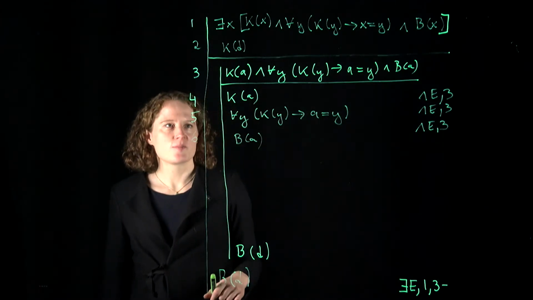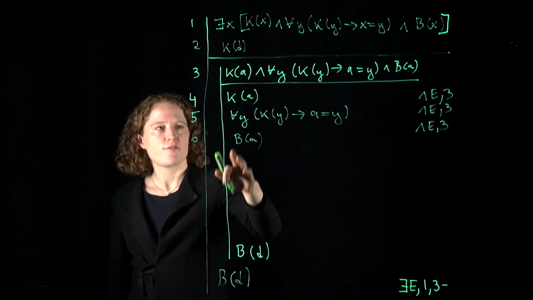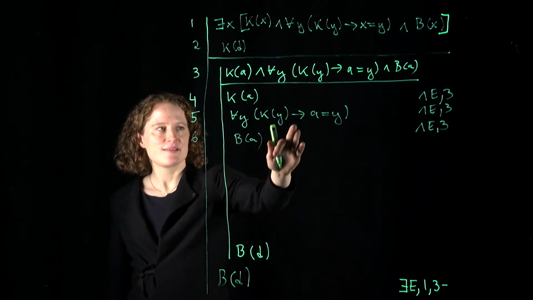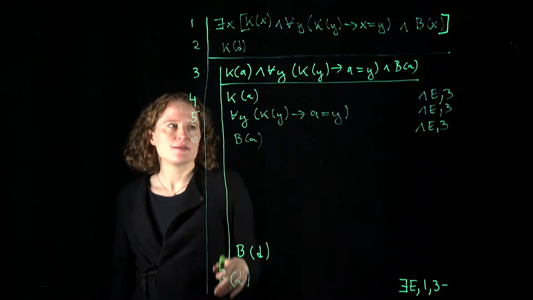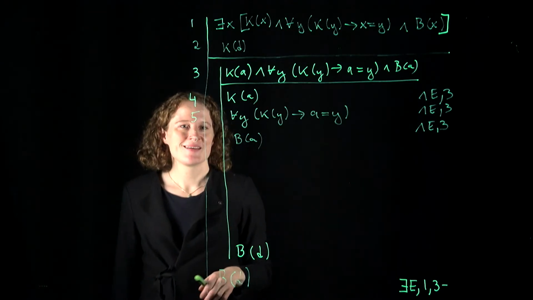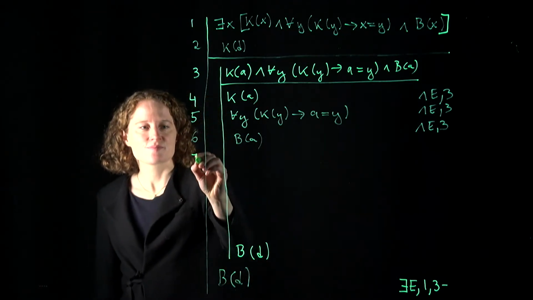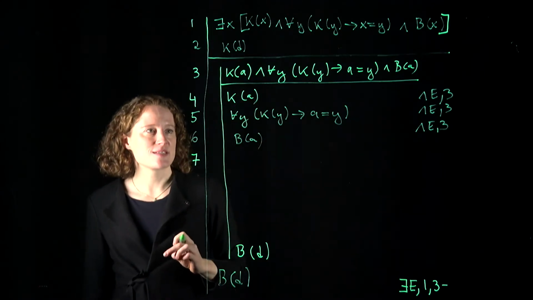So what do we have in our proof now? We know that object A is K, and we know that for all y, if y is K, then A is identical to y, and we know that BA. And we want to prove that BD. Okay, so we also have a little further up in our proof the premise that KD.